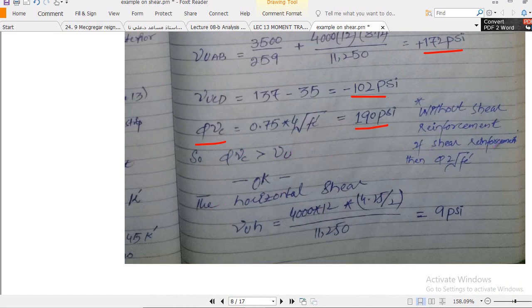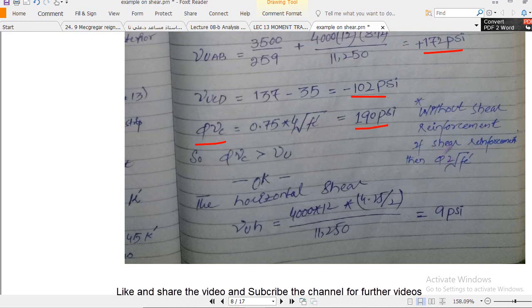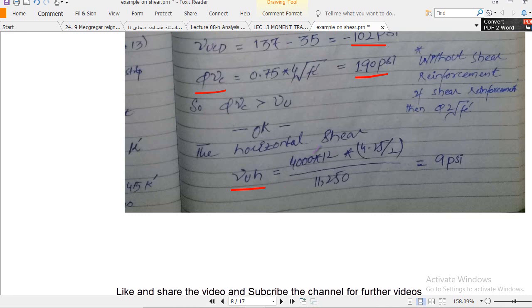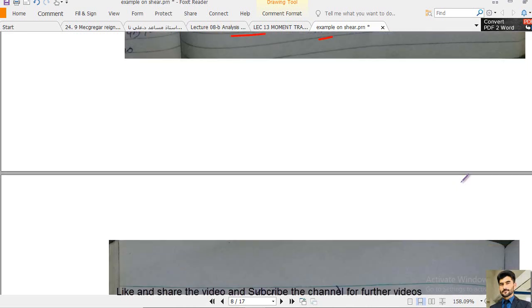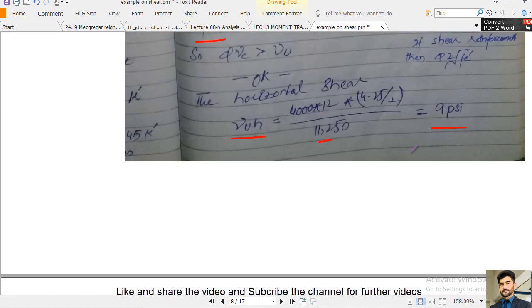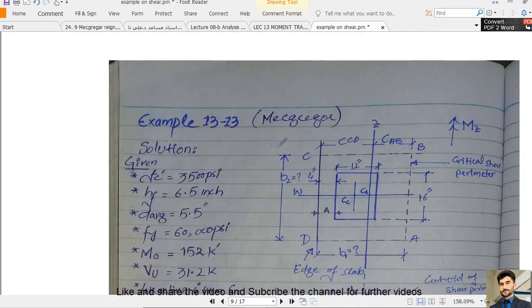Without shear reinforcement, remember this is the most important point, which I explained thoroughly in lecture number 12, I think, that if you are providing shear reinforcement, then you can't use this 4, you will use 2. And why? What is the reason? I explained in lecture number 12, right? Then again you need vuh, so Muv times 12 to convert into inches, d by 2, and divided by Jc, you get 9 psi as your horizontal shear.